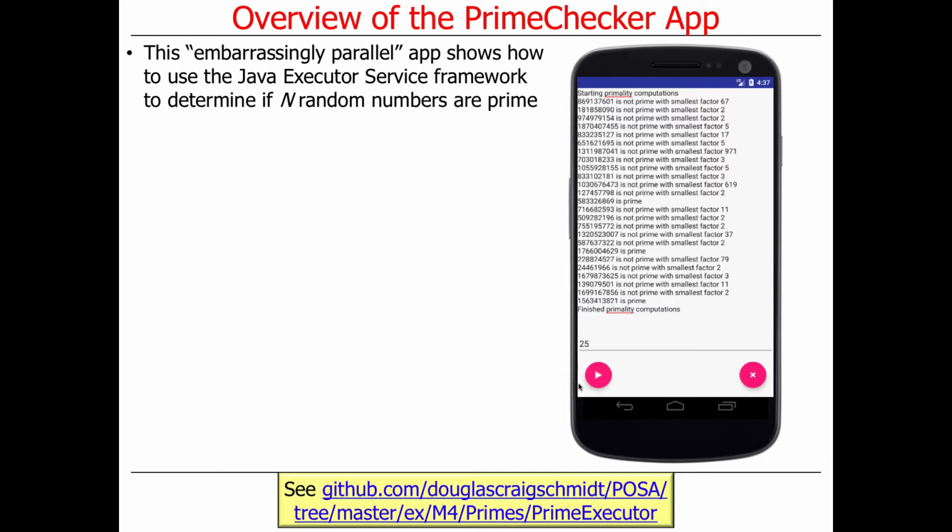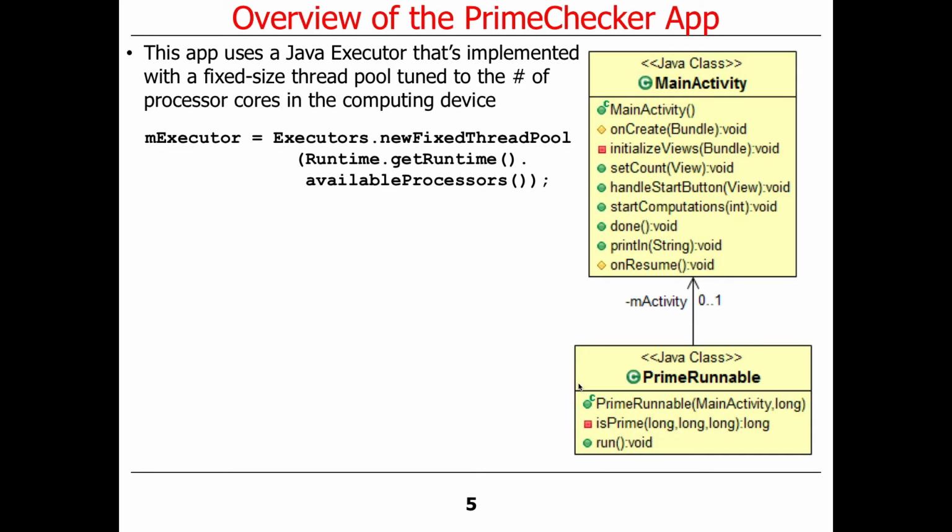And you can download the app here and run it. It's very simple, but it's a fun, cool example. This particular implementation, the simple-minded one we're looking at here, uses a fixed thread pool. And this particular thread pool is going to be given a parameter, which is the number of cores available on whatever computing device you happen to be running the app on.